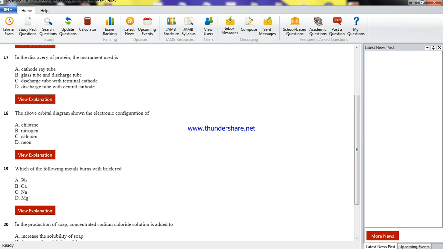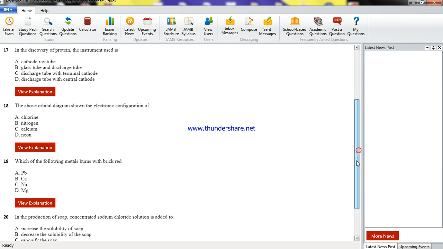Okay, next question says, which of the following metals burn with a brick red flame? In qualitative analysis, you should be able to identify colors of substances. So the correct answer here is B, calcium. Calcium ion burns with brick red color. Copper ion burns with deep green color. Lead ion burns with blue. Sodium ion burns with persistent golden yellow color. Potassium ion burns with persistent lilac color, while barium ion burns with persistent light green color. So you should be able to take note of all that.